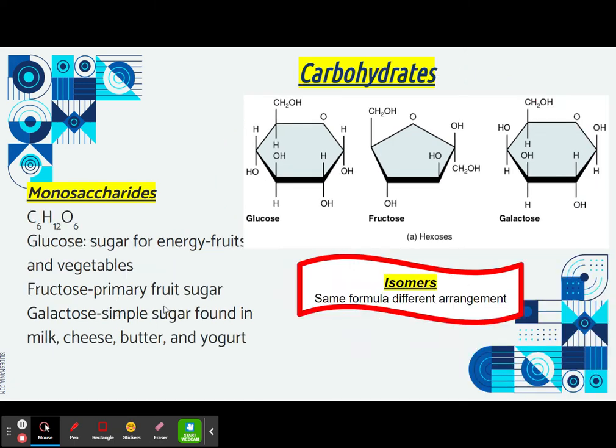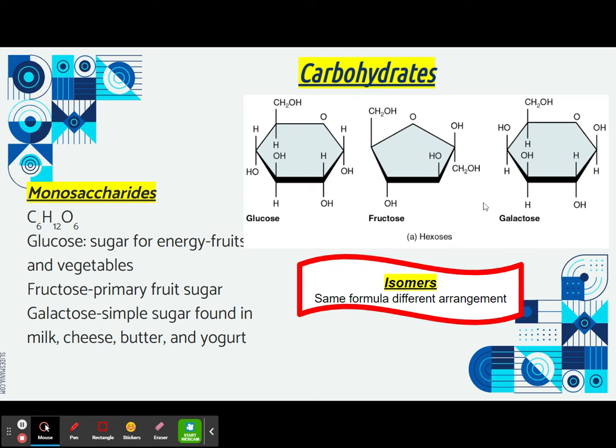One of the things about monosaccharides, they are C6H12O6 no matter what. Hexoses, 6 of them. Hex, 6. So they're glucose, which is sugar for energy, in fruits and vegetables. Fructose, the primary sugar in fruit. And galactose is a simple sugar in milk, cheese, butter and yogurt.